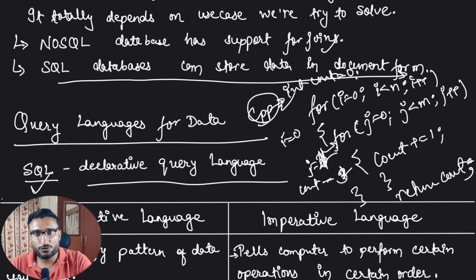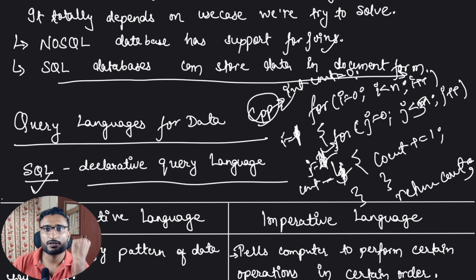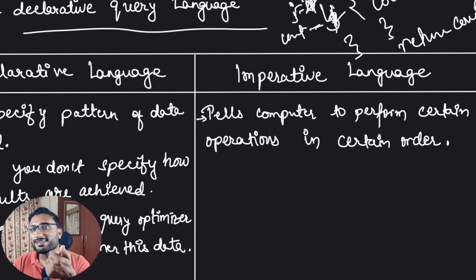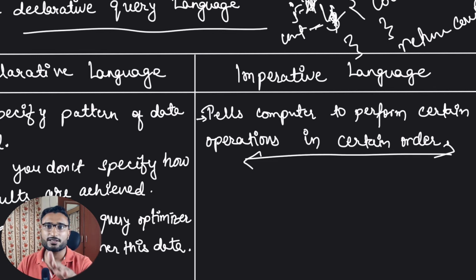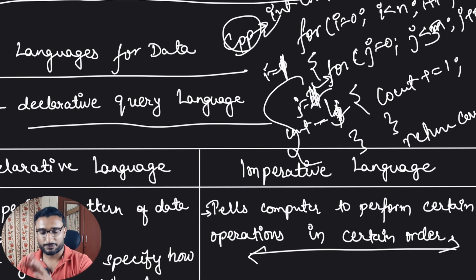Once m is over, let's say m was 3, after 3 operations you go again to i equal to 1. You increase i, and you again start from j equal to 0. So you are getting the flow. You go step by step from the top line and perform the operations, executing the code logic. This is how an imperative language works. The example we took is C++. It tells the computer to perform certain operations in a certain order. We wrote the code and specified the order in which it should be executed, and the code is executed that way.